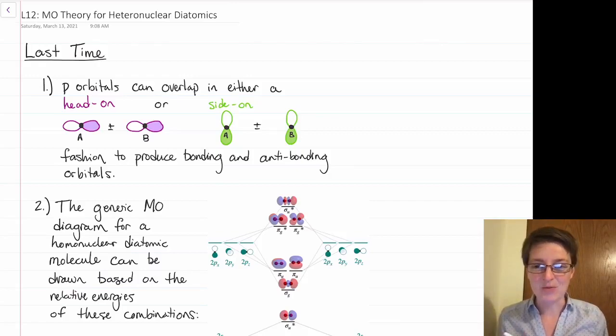Hey Team Pika, and welcome to lecture, where today we're going to be wrapping up our discussion of diatomic molecules, this time by talking about heteronuclear diatomics, where the two atoms that form our bond can be different from one another.